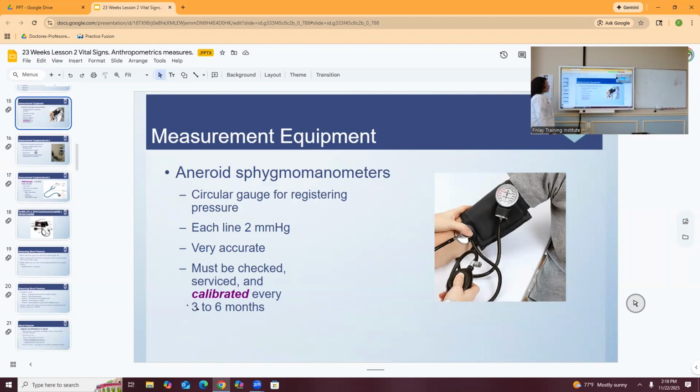So with these aneroid sphygmomanometers, the small circular gauge registers the pressure, and each line, we say it's 2. It's the most accurate way to take the blood pressure because we are going to educate our ears to listen, okay?